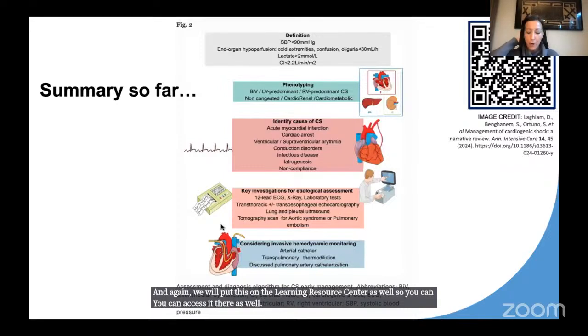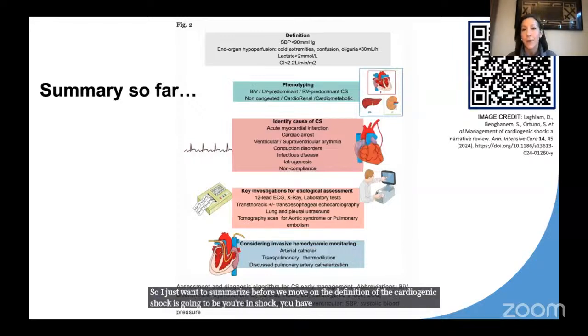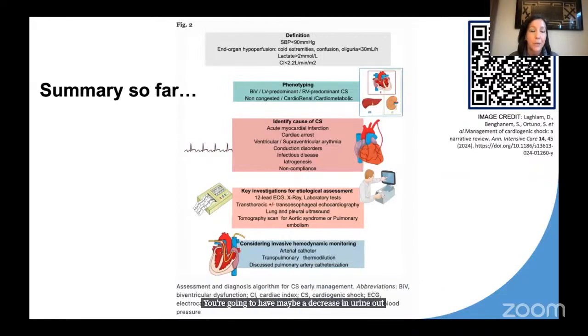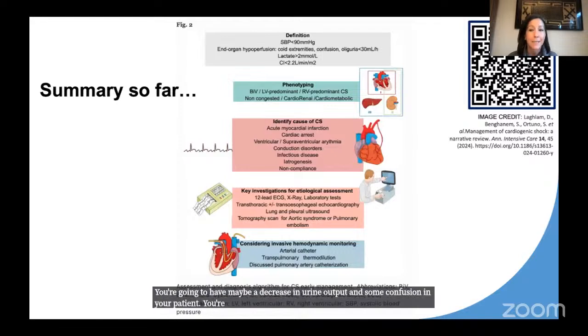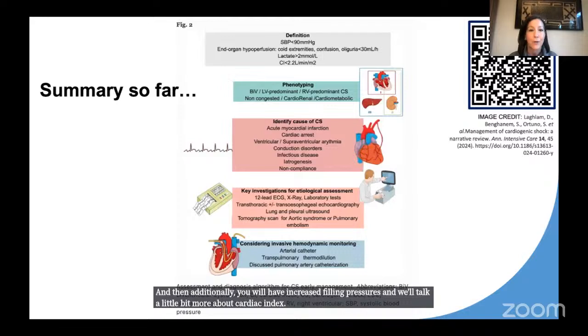So I just want to summarize before we move on. The definition of cardiogenic shock is going to be that you're in shock. You have that low systolic blood pressure, less than 90. And then you also have signs of poor perfusion, for example, cold extremities. You may have a decrease in urine output and some confusion in your patient. You're going to have an elevated lactate because of the anaerobic metabolism when there's not enough oxygen delivered to the cells. And then additionally, you will have increased filling pressures, and we'll talk a little bit more about cardiac index. You'll have a low cardiac index in your patient.